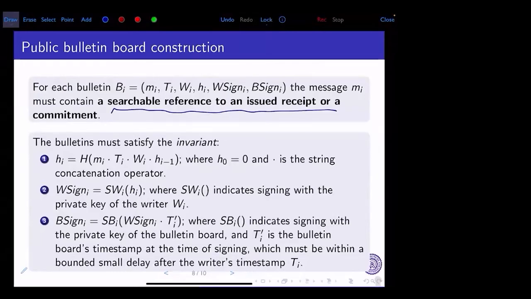Yeah, so every message is signed. So they cannot go back on their words. So somebody else should have a copy of the bulletin. Yeah. Somebody else has to download the bulletin board periodically.